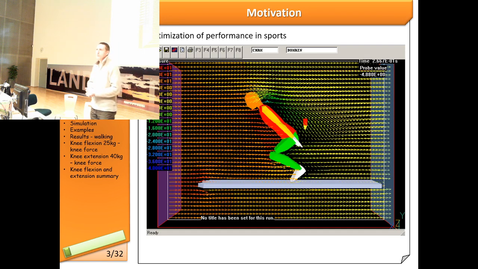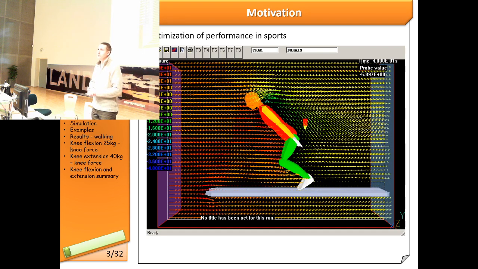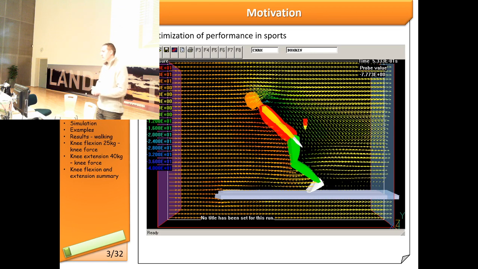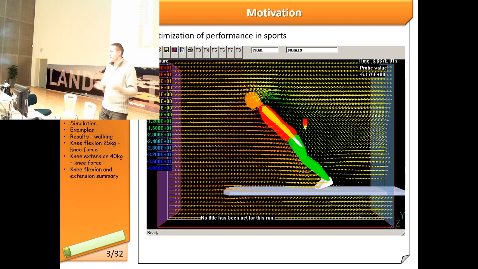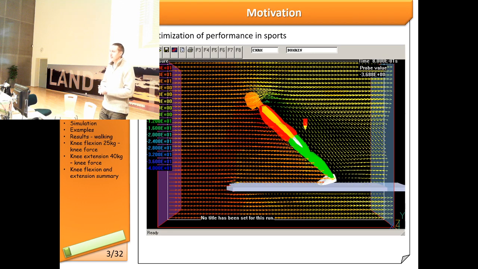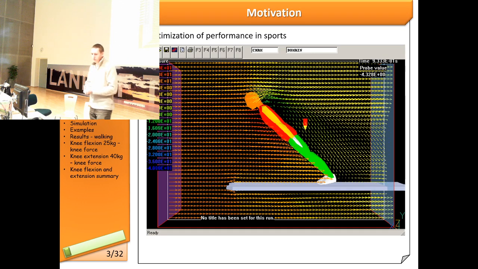In sports, it's really important, especially when you use the maximum of your performance. If you can get a few extra points or shave some seconds off a race, then that is really, really important for everyone.